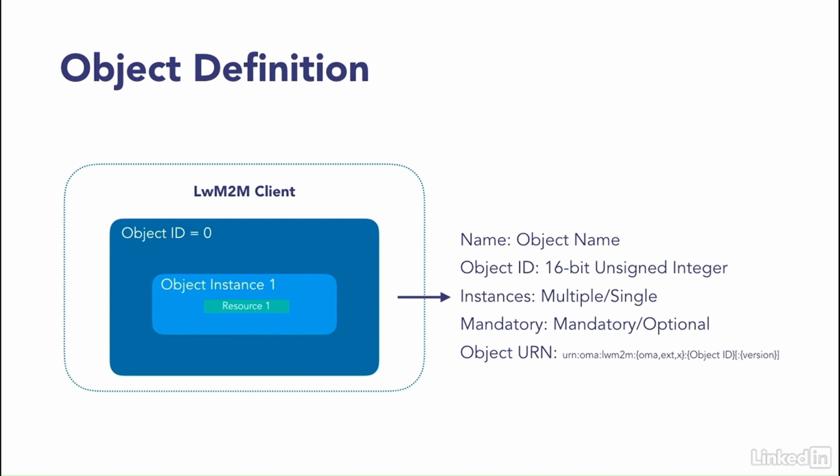The object URN attribute specifies the unique uniform resource name of the object following the format. In the first bracket, the OMA label means the objects are defined by OMA. The EXT means the object is defined by a third-party standards development organization. The X label means the object is defined by a company or individual. Object version is optionally used in case an object may evolve into different versions over time.